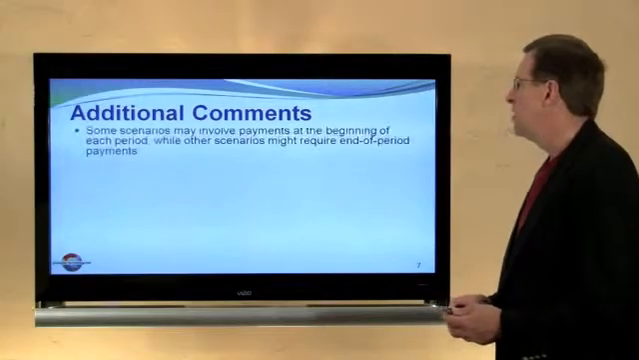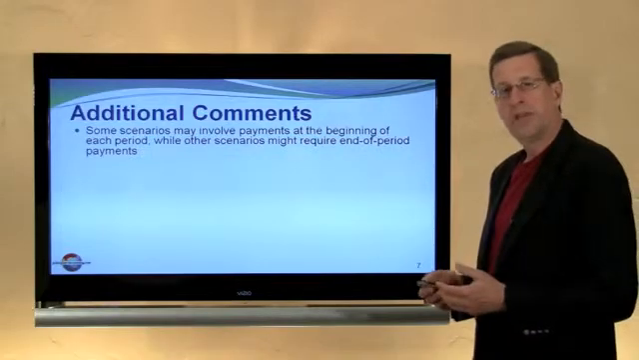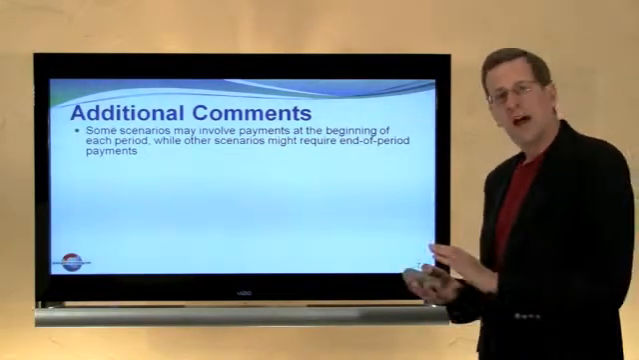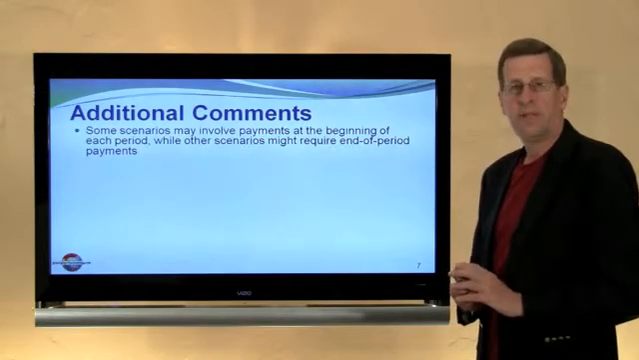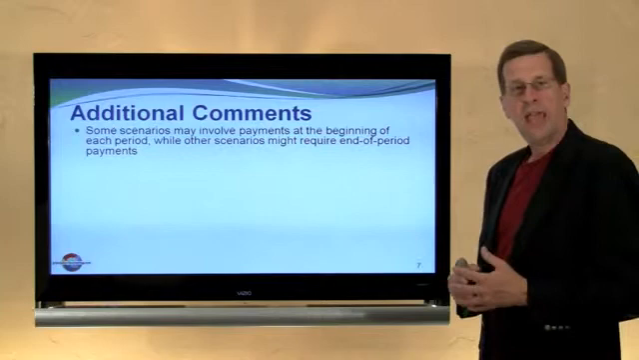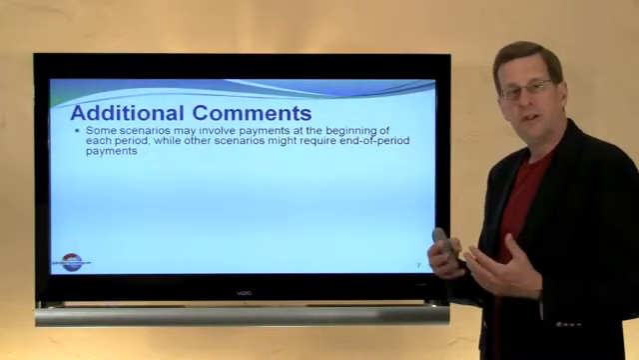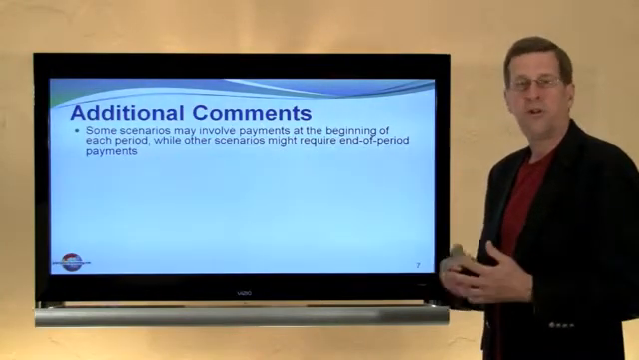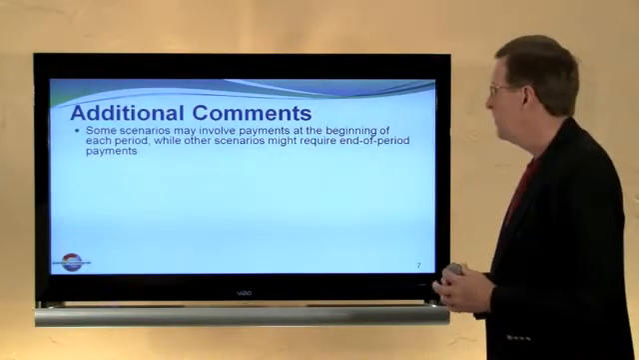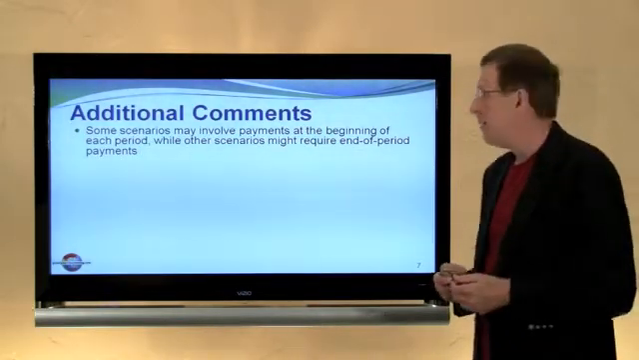So let's close with a few additional comments. In thinking about annuities, recognize that some scenarios may involve beginning of period payments, others may involve end of period payments. In the supplements in the textbook, there are alternative present value and future value tables reflecting these alternative timing patterns for payments. And more is said about this in Chapter 24. For now, we won't dwell on that any further.